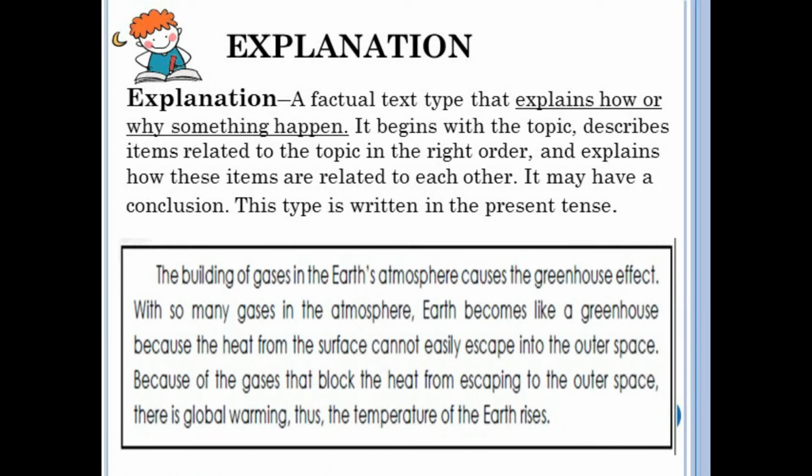Example: The building of gases in the Earth's atmosphere causes the greenhouse effect. With so many gases in the atmosphere, Earth becomes like a greenhouse because the heat from the surface cannot easily escape into the outer space. Because of the gases that block the heat from escaping to the outer space, there is global warming. Thus, the temperature of the Earth rises. Let us proceed to learning activities.